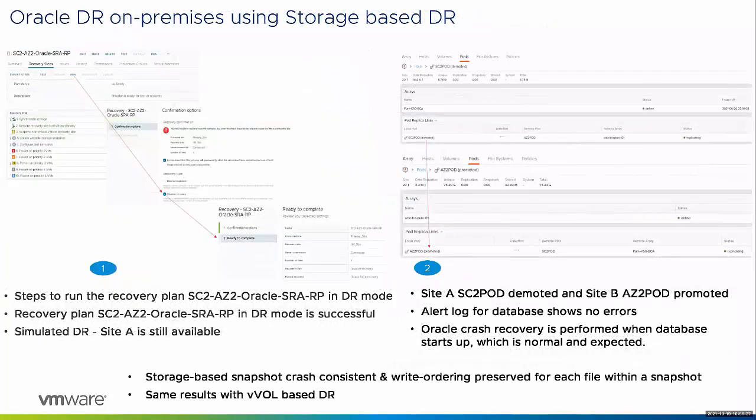Again, using storage-based replication, DR on premises. The steps to run the recovery plan are shown here. When we ran the recovery plan, it was successful. As I mentioned before, Site A was still available because it's a simulated DR. We use Pure Storage, and the pod was promoted on Site A, and the pod was promoted on Site B. We had a look at the alert log file as expected, and no issues there. Oracle does its crash recovery when the database comes up. The key thing to underline here is that a storage-based snapshot is crash consistent, and the write ordering is preserved for each file within a snapshot.